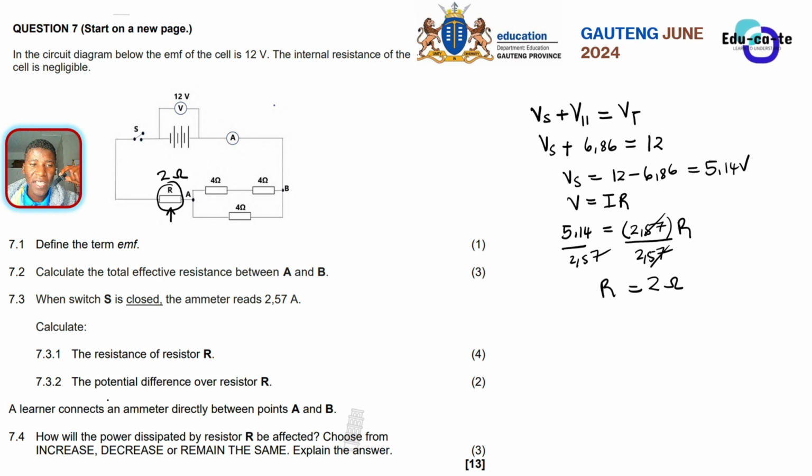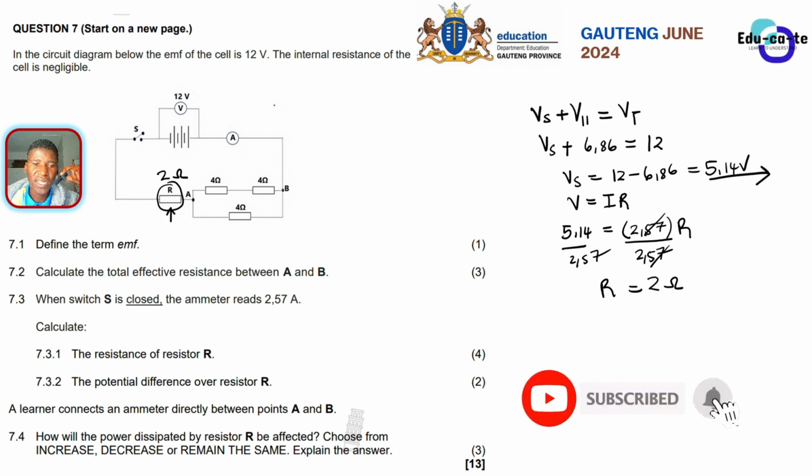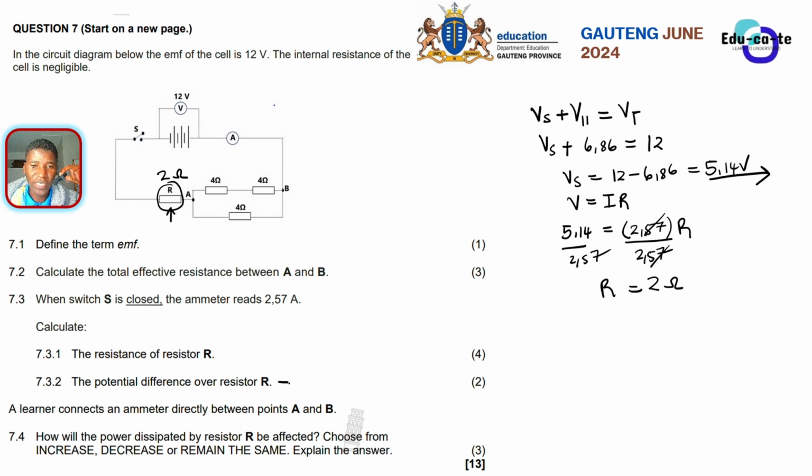There we go. And then calculate the potential difference over resistor R. We've already calculated it, so we can just write it down: it was 5.14 volts. That is the potential difference across it. There's no need to hassle about it, because once you show this in your calculation, you don't have to repeat it. You've already shown in 7.3.1 that the voltage across resistor R is equal to 5.14 volts.